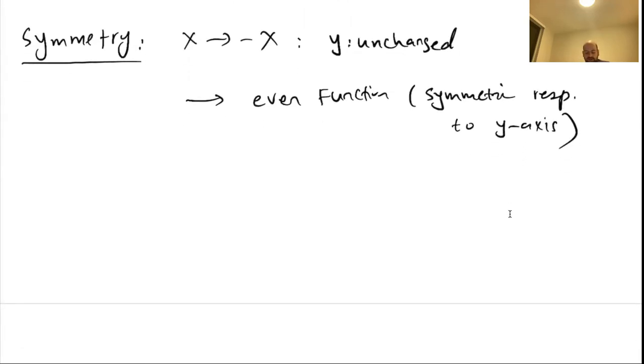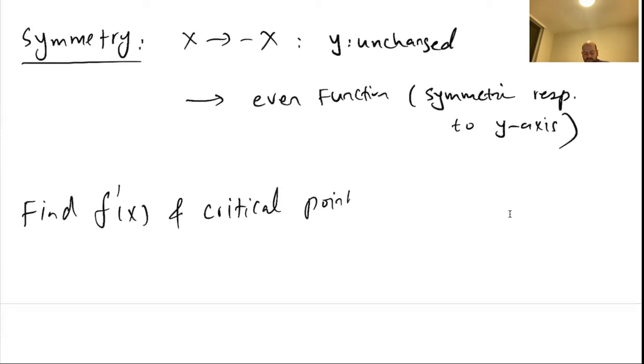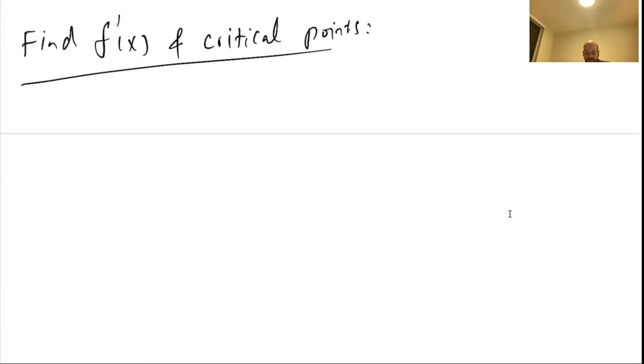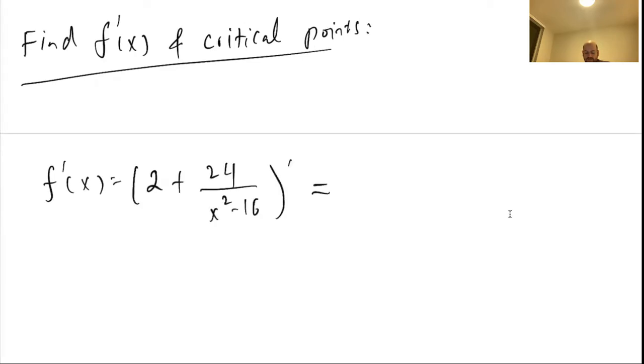Now let's find f prime. The next step, find f prime and critical points. So f prime of x means the derivative of 2 plus 24 over x squared minus 16. The derivative of 2, of course, is 0, plus 24 times x squared minus 16 to the power minus 1.